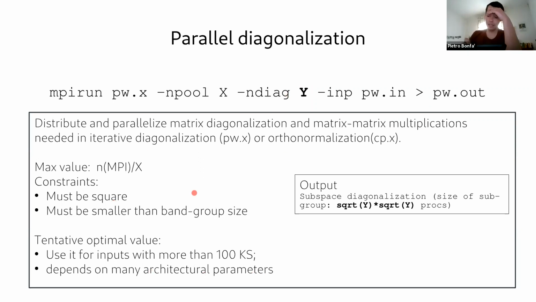Now, clearly, this number must be smaller than the band group size, meaning that if you have a number of pools working on the Kohn-Sham equation at different k points, each pool will have the so-called band group, if you've seen it before. So workers, all of them working at the same time on the same k point, and they will have to perform the iterative diagonalization, so to solve this eigenvalue problem. And so this number must be smaller than the band group size.